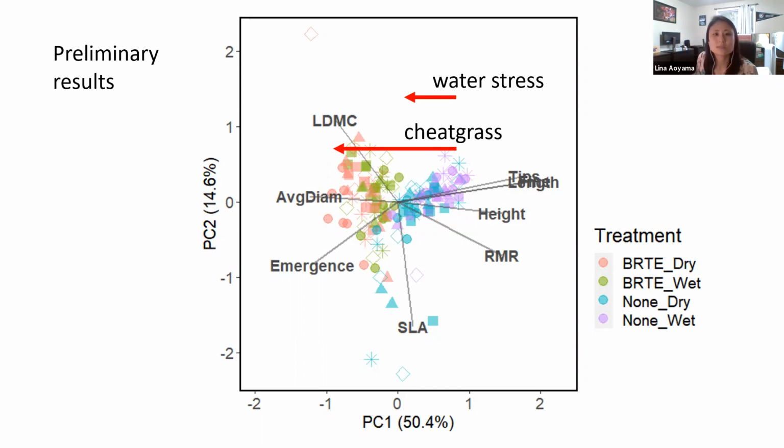Notice that these groups all shift along the x-axis, and this is an indication that drought and cheatgrass competition point in the same direction along the stress gradient.